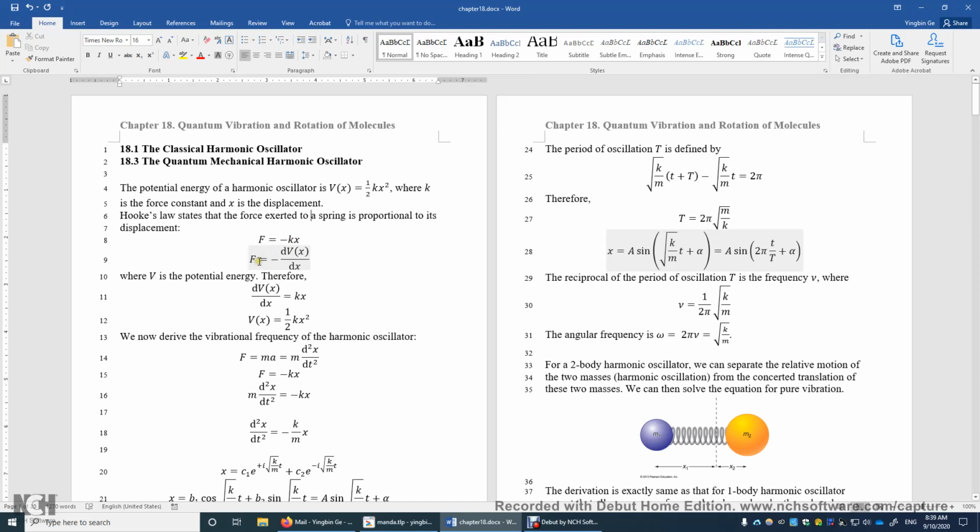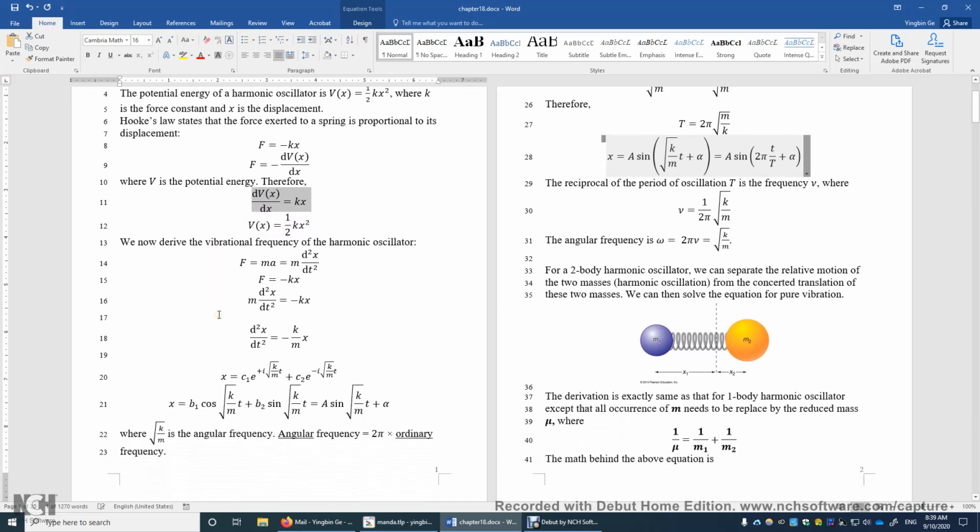Also, we know force is equal to negative dV over dx, where V is the potential energy. And therefore, we have dV over dx is equal to kx. We can move this dx to the right-hand side and integrate both sides. We get V(x) is equal to half kx squared. The potential energy of a harmonic oscillator is half kx squared.